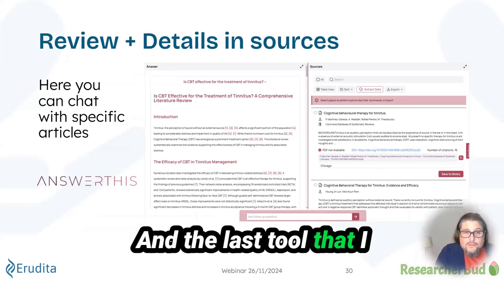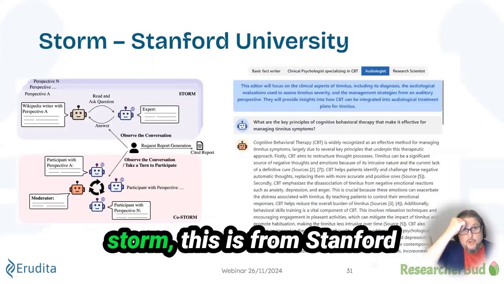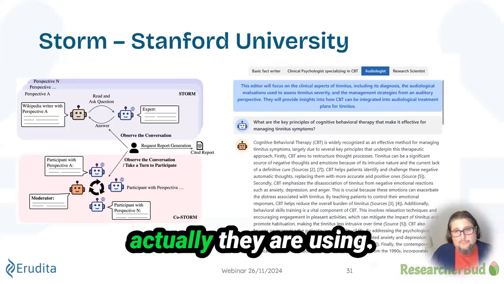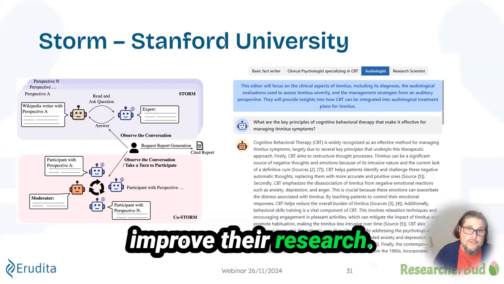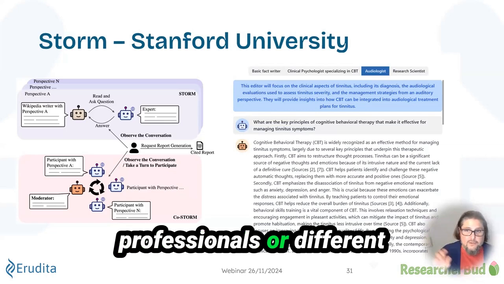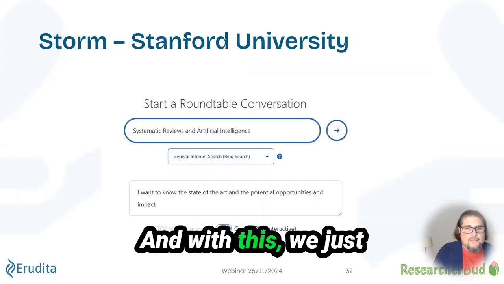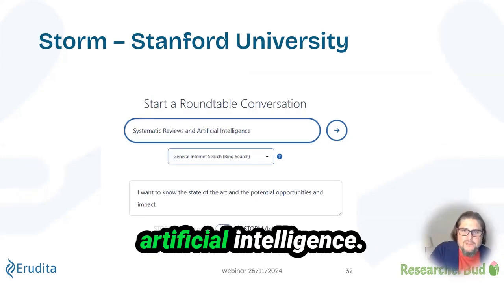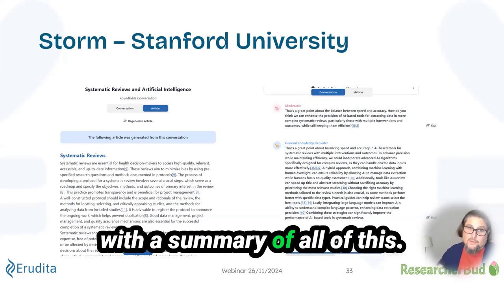And the last tool that I want to show, because I think it is quite interesting, is Storm. This is from Stanford University. It is fully free, and if we use it, we are actually helping them to improve their research. It's basically a roundtable of different types of professionals or researchers talking about a topic. We just write, for example, "systematic reviews and artificial intelligence," and we can get a document with a summary of all of this.